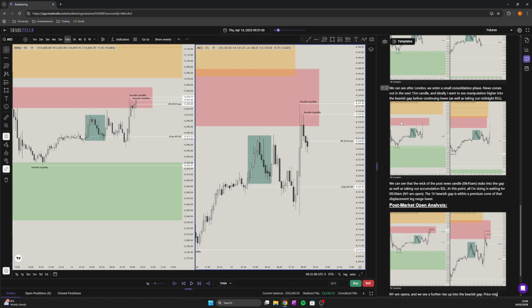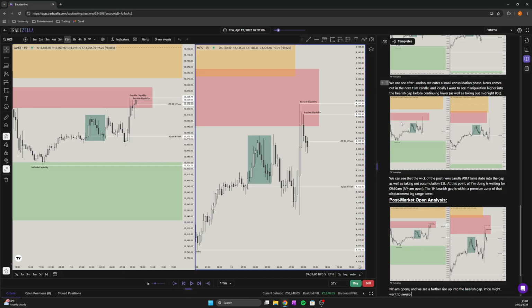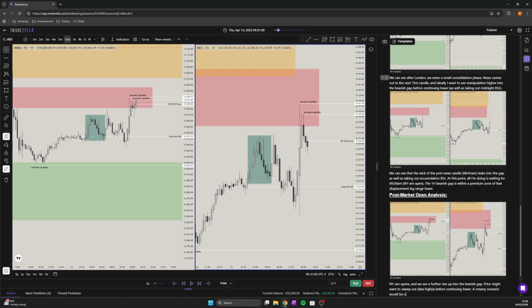Price might want to sweep out the news data high before continuing lower. A creamy scenario would be observing an SMT with either pair, on either asset, on those highs.